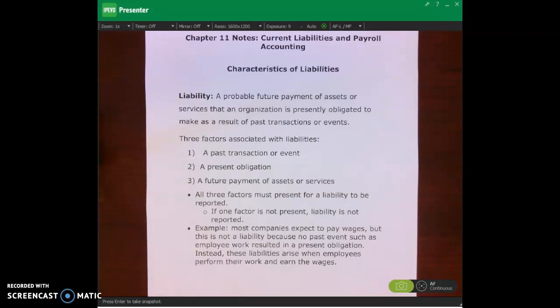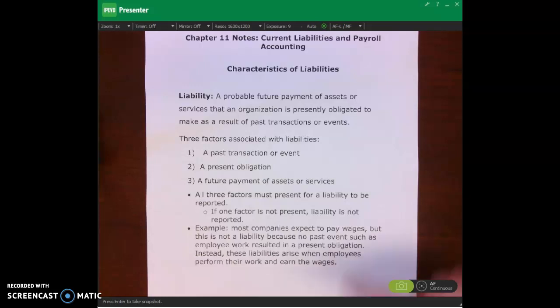Hello and welcome. This lecture video will be covering Chapter 11, Current Liabilities. And more specifically, in this lecture video, we'll be giving an overview of current liabilities, talking about the characteristics of liabilities, talking about the ideas of uncertainty in liabilities, and also doing a few quick check problems, okay? So let's define a liability.